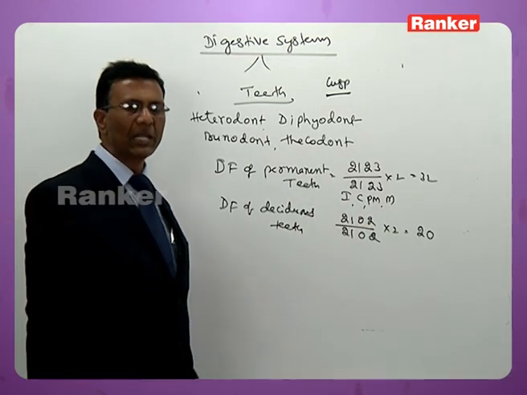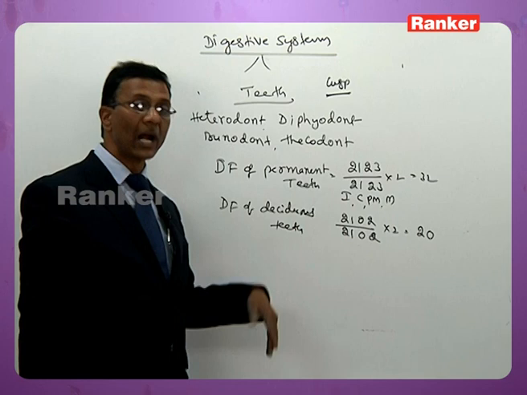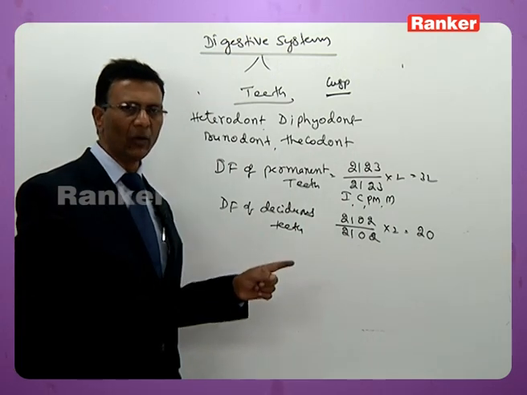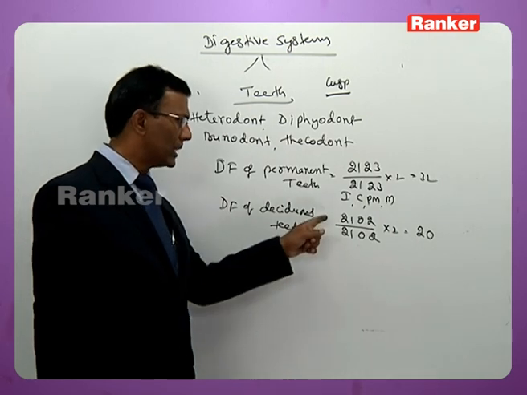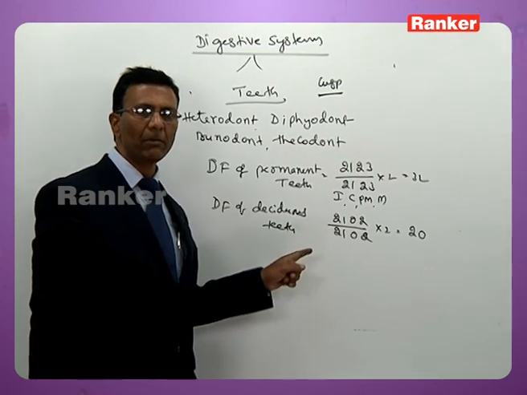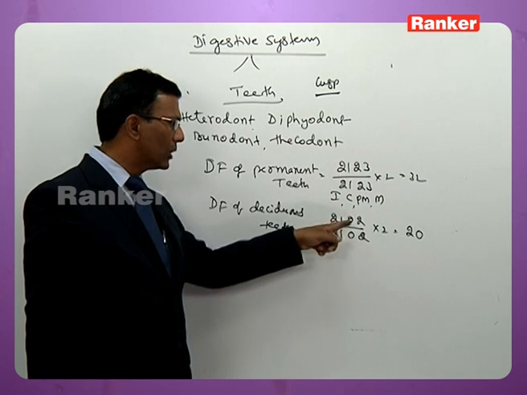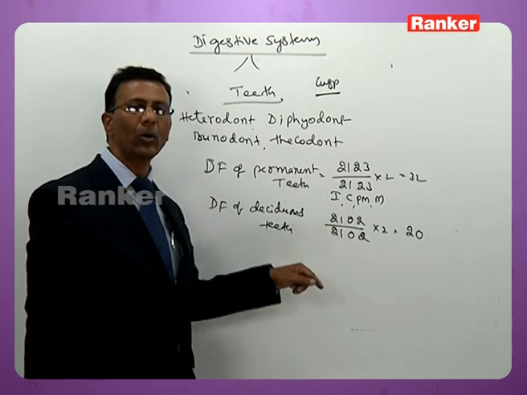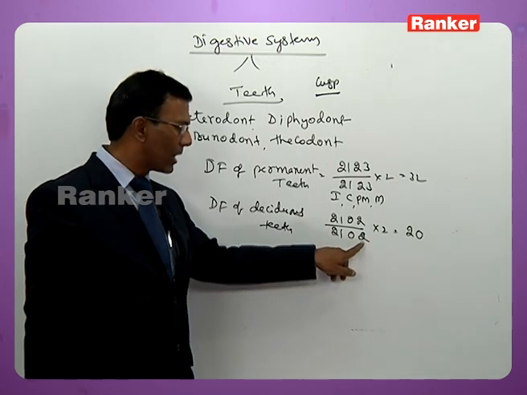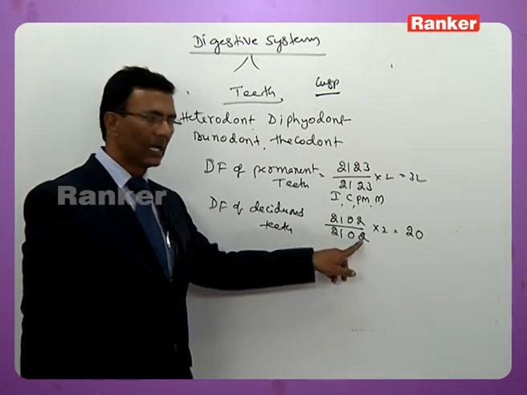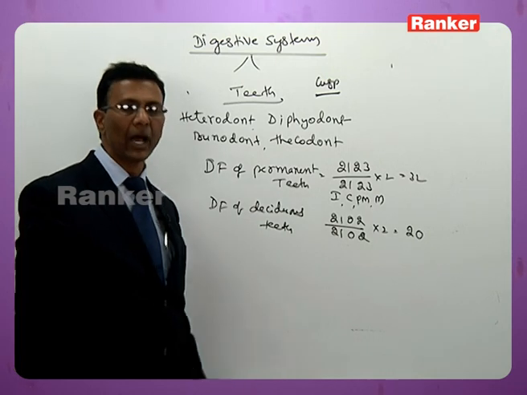In some books it is given that premolars are present and molars are entirely absent. There is a mistake there. Refer to any human physiology book and you get the authentic information. So the dental formula of milk teeth, remember dear students, is 2102 by 2102 into 2, where premolars are entirely absent, instead of 3 molars only 2 molars are present, and 2 incisors and 1 canine are present.